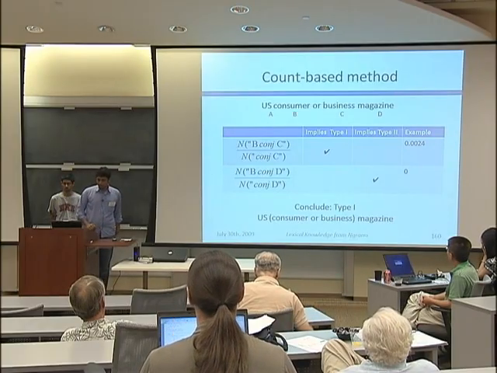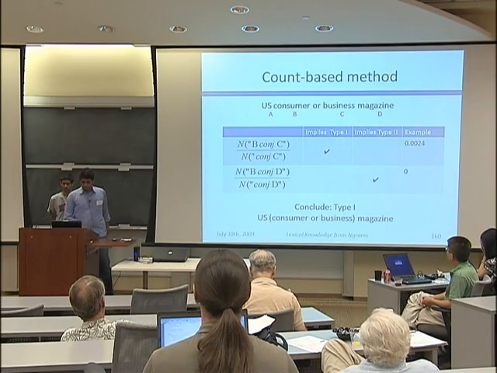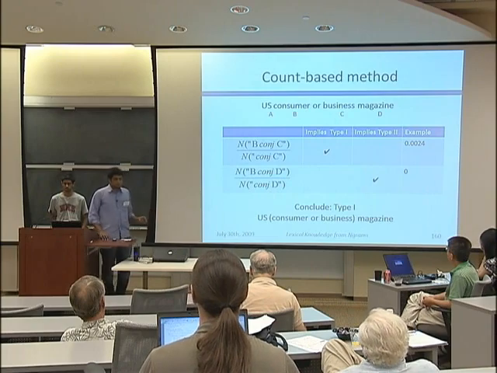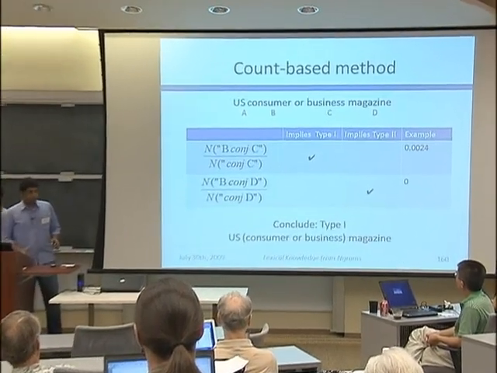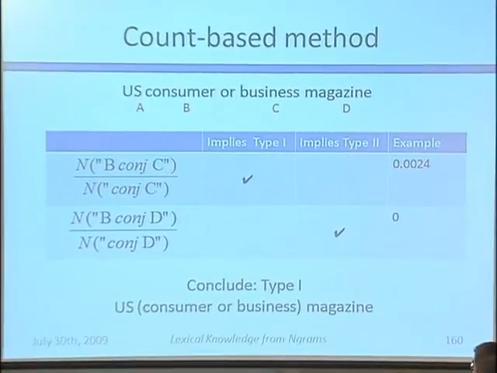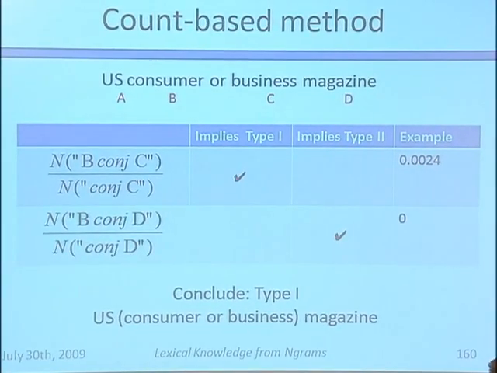And as a sanity check, we just wanted to check if clusters are actually helping us. So what we did was we took the counts from the Ngrams. We calculated the mutual information between B and C and B and D using only the counts. So here n of B con C is the count for that phrase B and C, and so on. If that is high, it would imply that it's type 1, and if the mutual information between B and D is high, then it would mean that it's type 2.